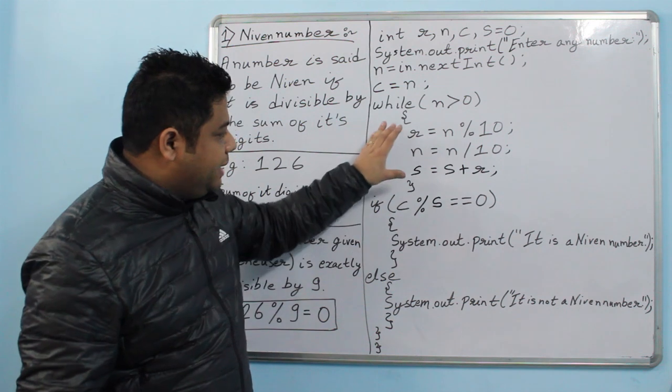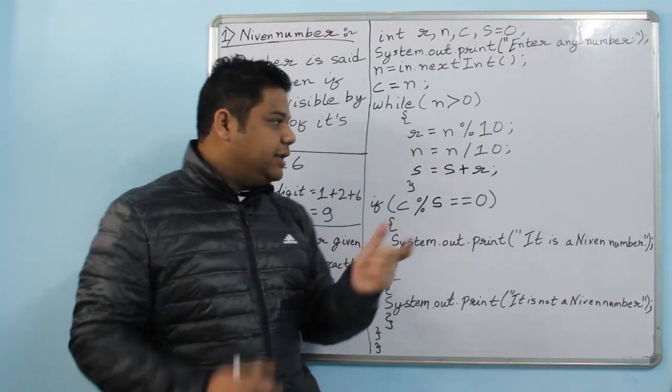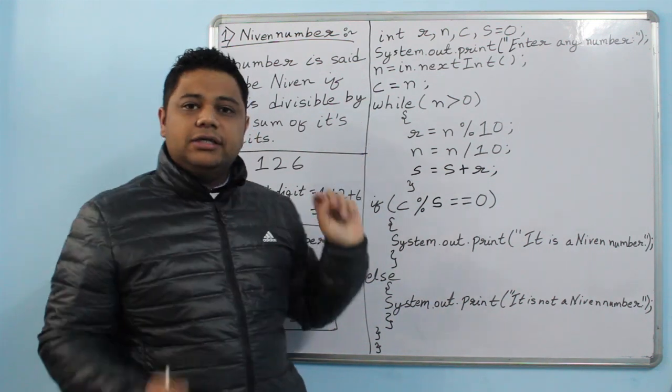I have not explained much about this part here, because it has been explained in part 1 also, where we learned how to calculate the sum of digits.